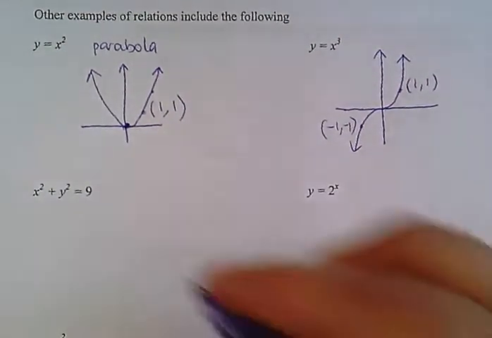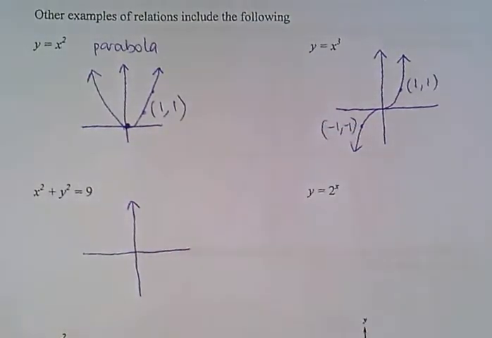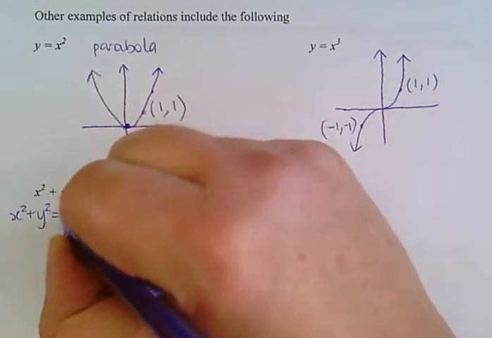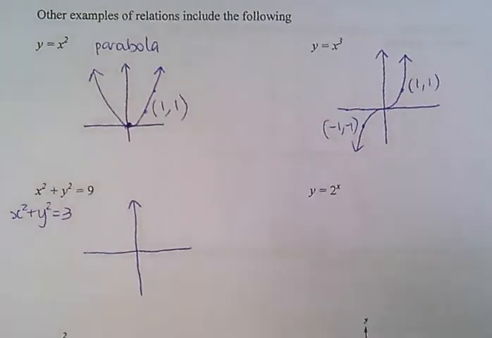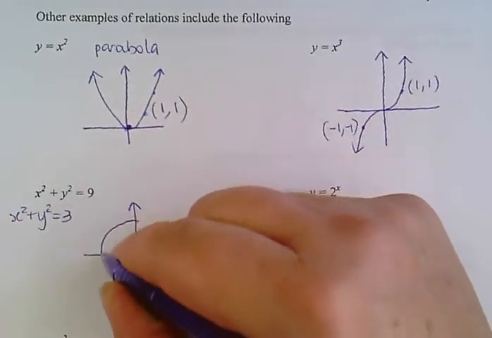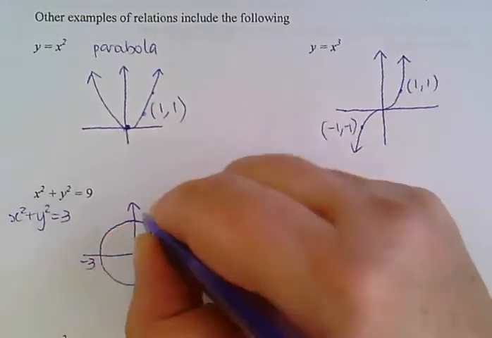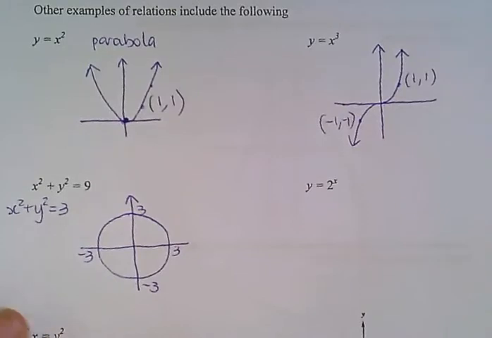x squared plus y squared is 9. Do you remember what this is? A circle, center (0, 0), radius 3. That's x squared plus y squared equals 3 squared. Look, we will be spending lessons on each of these, okay? That's just a circle, radius 3. So these are all examples of relations, okay? Some of them are functions, some of them are not. We'll look at that on the next page.